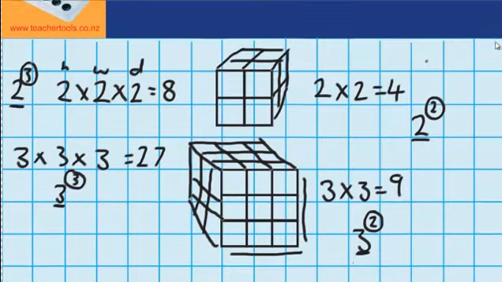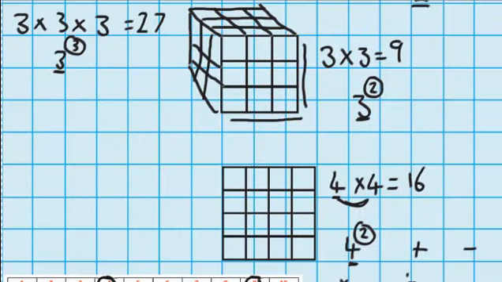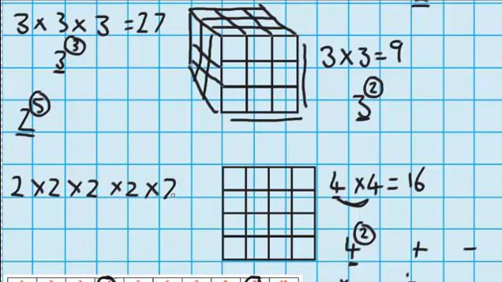Now we can raise numbers by even bigger powers. We could do 2 to the power of 5. So that means this number needs to be times by itself 5 times. So we've got 2 times 2 times 2 times 2 times 2. And we can work out the answer to that. 2 times 2 is 4, 4 times 2 is 8, 8 times 2 is 16, and 16 times 2 is 32. So 2 to the power of 5 is 32.